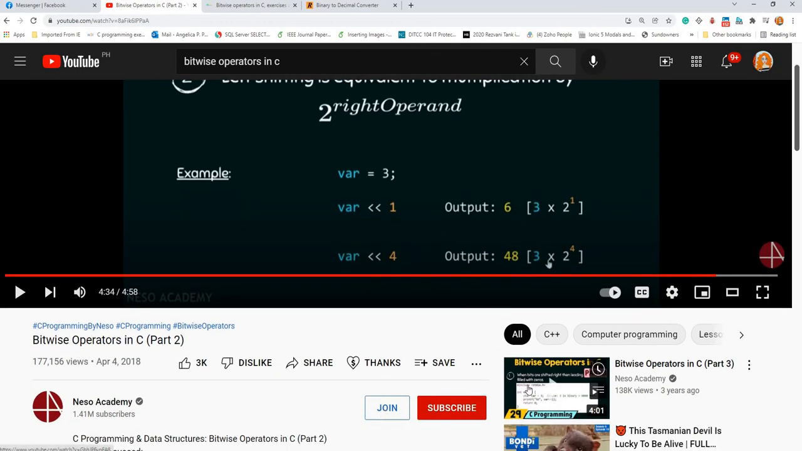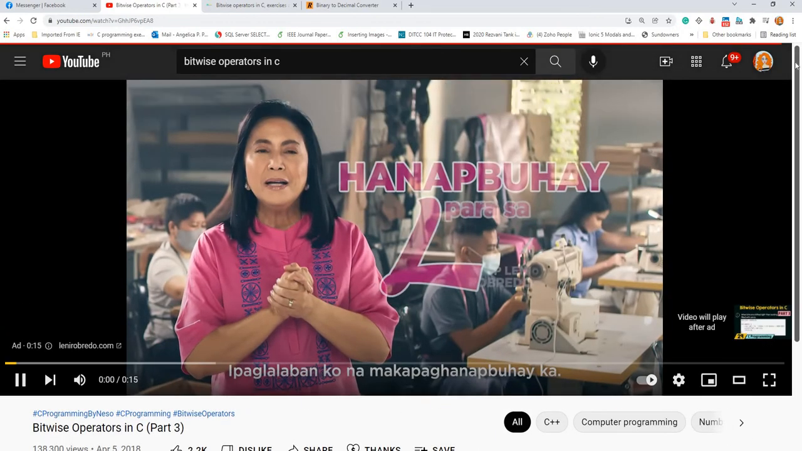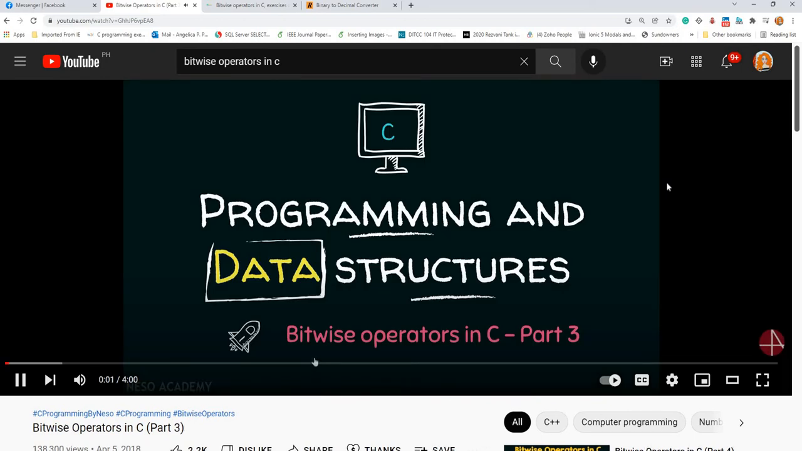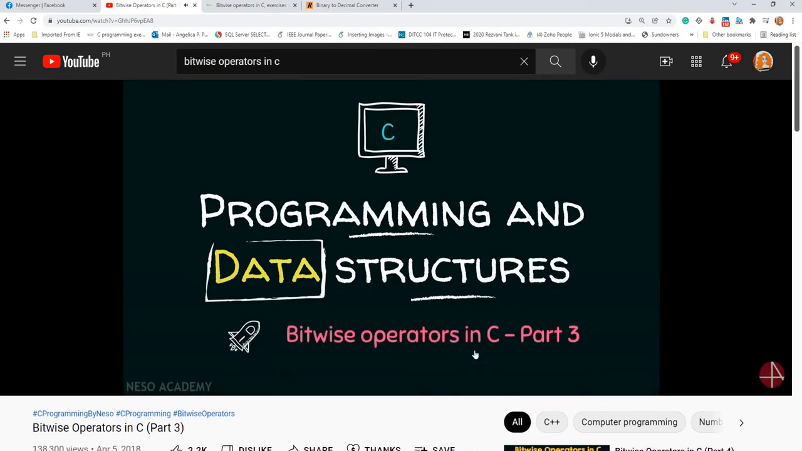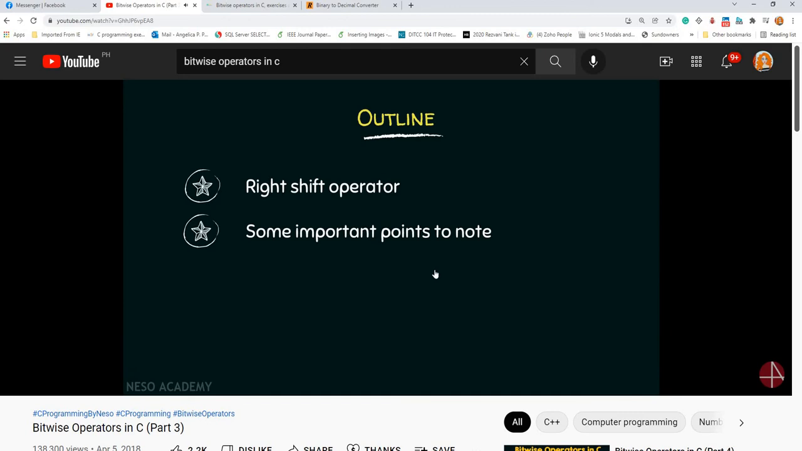Saan na yan? 3. Okay. Let's continue our discussion on bitwise operators in C. What is the outline of this lecture? In this lecture, we will cover right shift operator, and we will also talk about some important points related to right shift operator. Let's get started.